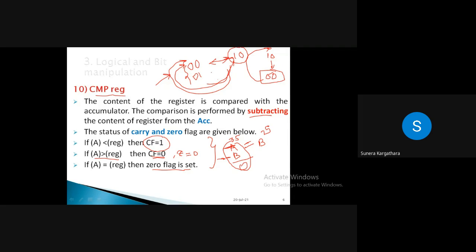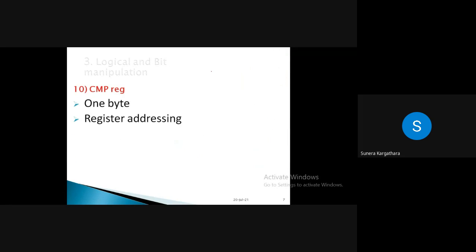Is it clear to everyone? Right? You can check here that after CMP, we are only mentioning a register. So it will generate only one hex code. So it is a 1 byte instruction, and the addressing mode that will be used by this is register addressing mode, right? Here, after CMP, what you will write? Any general purpose 8-bit register. So the addressing mode used by this instruction is register addressing.